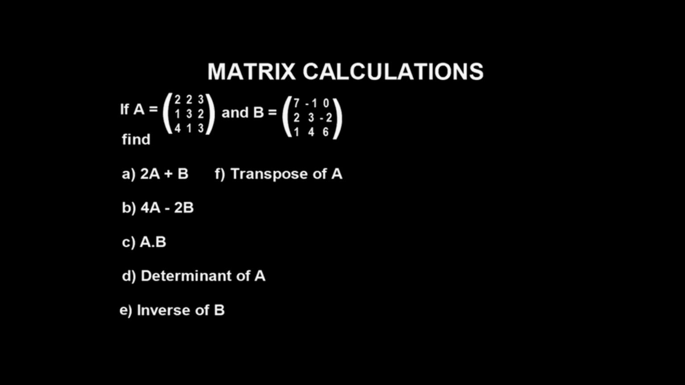So the question says, if A equals this value, that's matrix A, and matrix B equals these values, find: A, 2 times matrix A plus matrix B; B, 4 times matrix A minus 2 times matrix B; C, matrix A times matrix B. That's what it means. Then D, the determinant of matrix A; E, inverse of matrix B; and lastly F, transpose of matrix A.